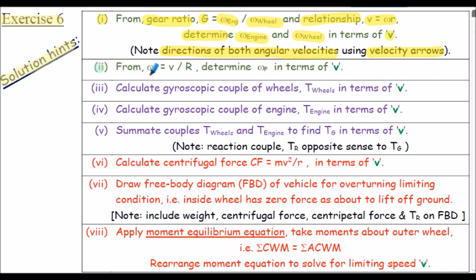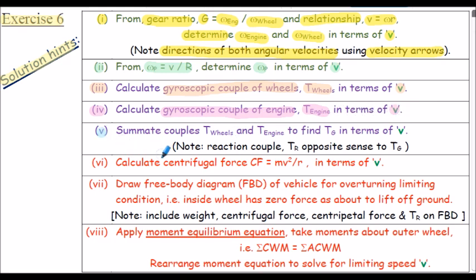Step 2, we're going to calculate the precessional velocity omega p from the formula omega p is equal to v divided by r, here r being the radius of the bend. So that will allow us to determine omega p, again in terms of linear velocity v. Step 3, we're going to calculate the gyroscopic couple of the wheels, T wheels, labelled here. Again, that will be a function of linear velocity v. And step 4, we calculate the gyroscopic couple of the engine, T engine. Again, as a function of v.